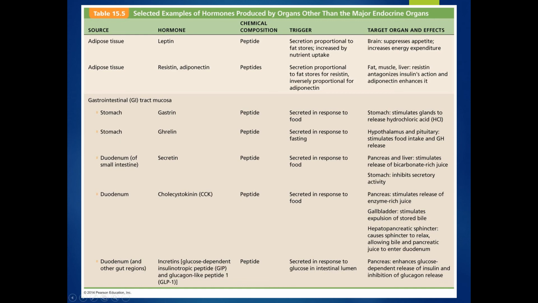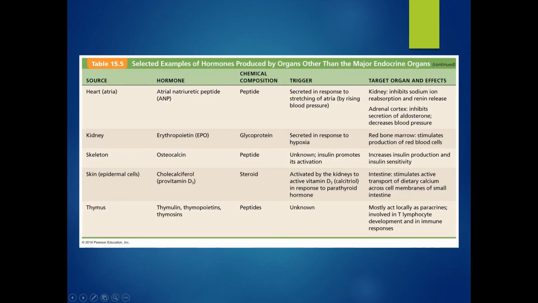Cholecystokinin stimulates the release of the bile, so it gets the contractions going on within the gallbladder, and then it opens the sphincter that goes from the hepatic duct and the pancreatic duct into the duodenum. Normally that's going to be shut, but in the presence of cholecystokinin, it causes that sphincter to relax, and then bile and pancreatic juice enter the duodenum. Okay, we're not going to worry about those other ones.